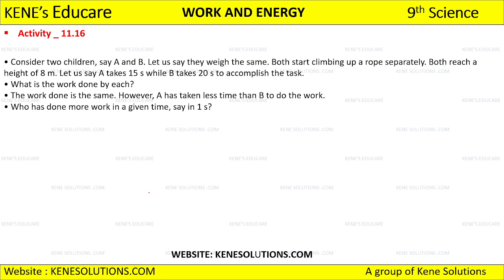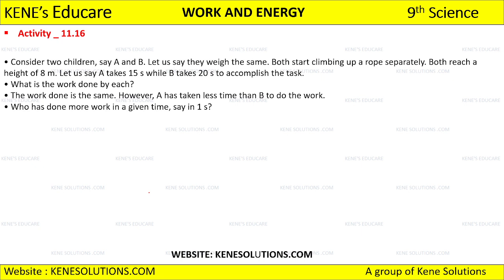Now we need to calculate the rate of doing work, that is known as power. We represent P is equal to W upon T. Power is equal to work done upon time taken. Work done is 2000, time taken by the first child is 15 seconds. So you will get the answer as 1333 watt. And child B, 2000 divided by 20 will be 100 watt.